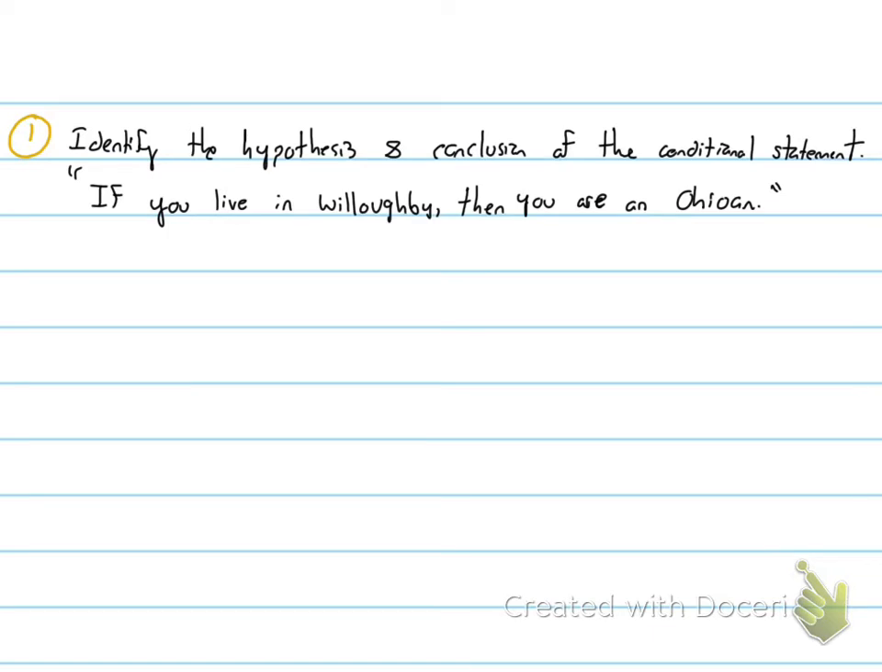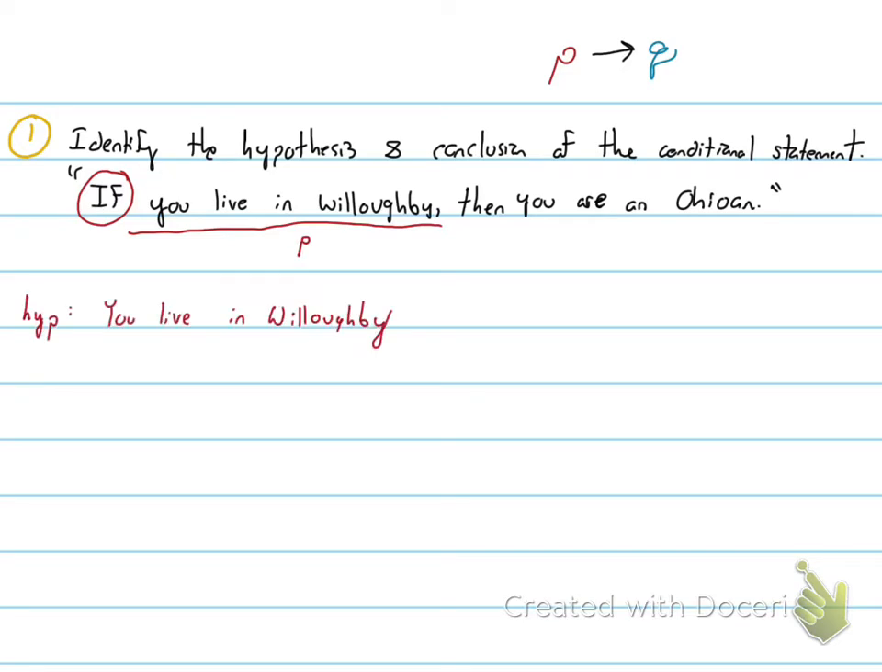So in example number 1, we'll do this in class. Identify the hypothesis and conclusion of the conditional statement. Statement is, if you live in Willoughby, then you are an Ohioan. Whatever phrase comes after if, that's always our hypothesis. So using that PQ symbol there, our hypothesis is you live in Willoughby. Our conclusion always comes after the word then. So our conclusion is that you are an Ohioan.